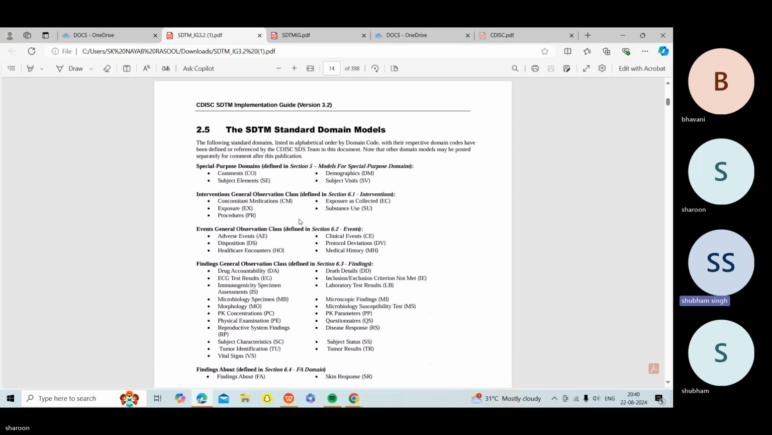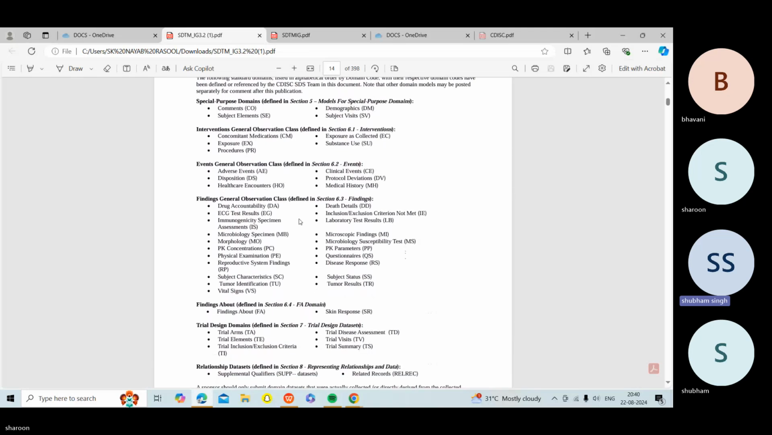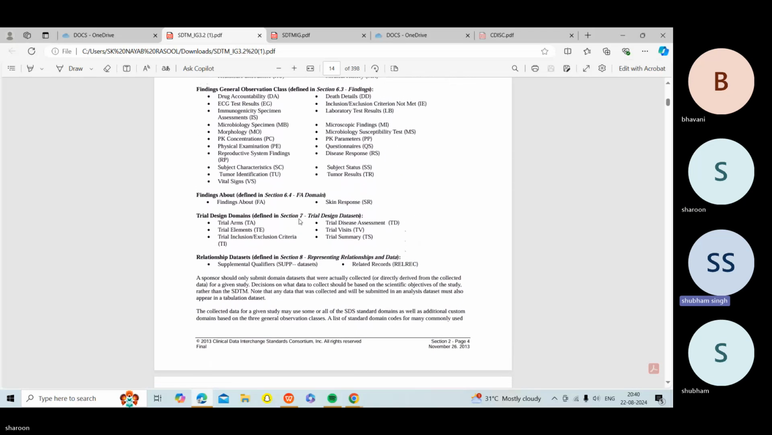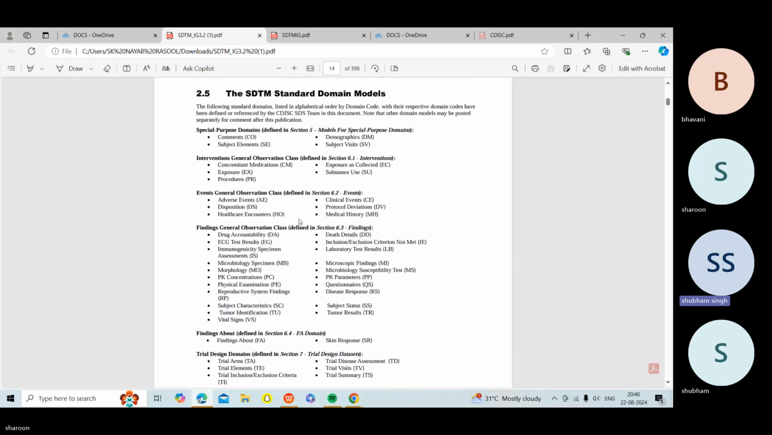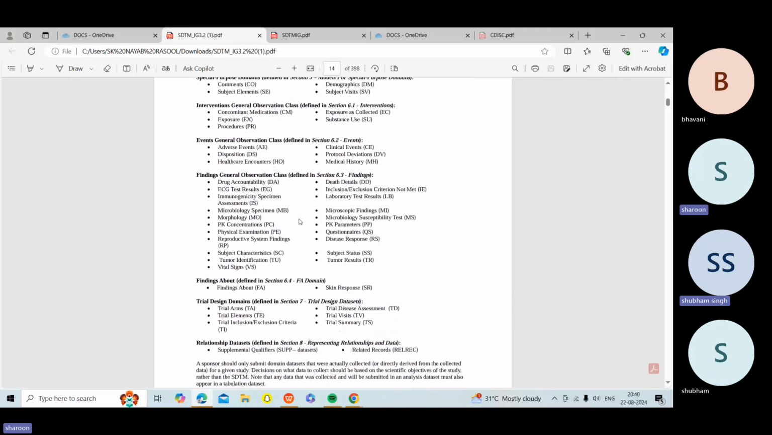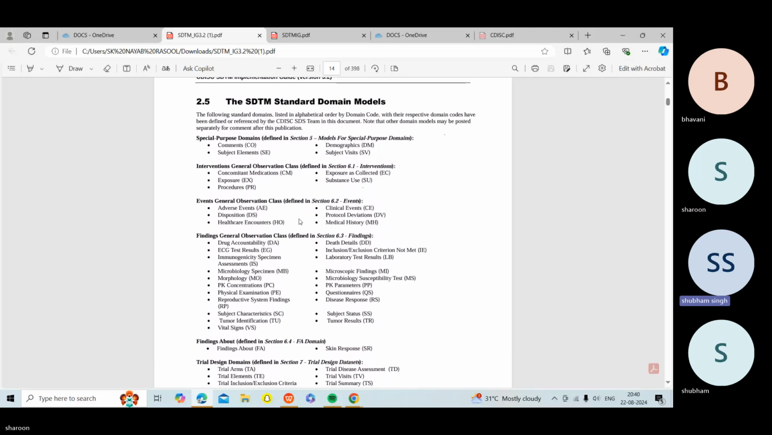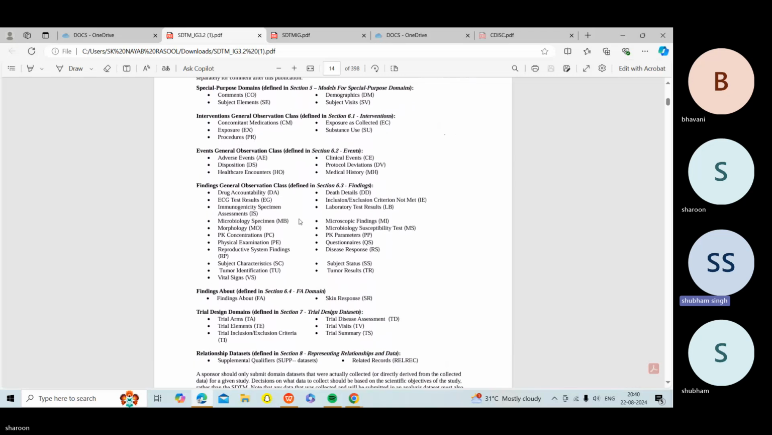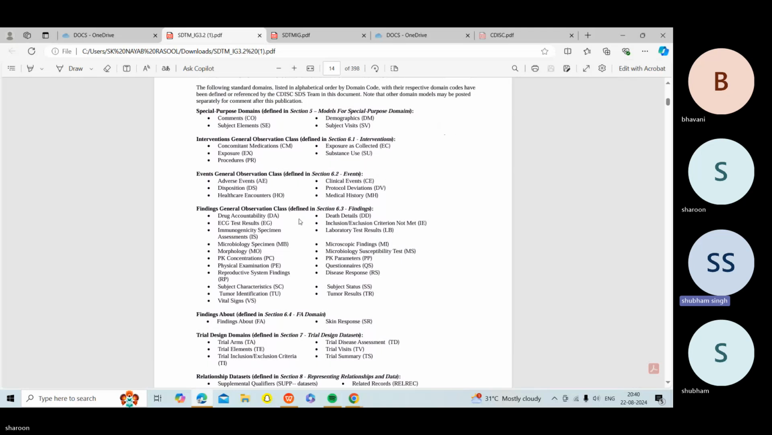So how many domains are there in total? I think 7 domains. Domains are where the data set name is stored. Special purpose domain, 7 is there. Yeah, intervention, event, observation class, and in that the data set names are there. So at least try to remember 2-3 data sets from each of the domains. Guys, even if you don't remember, nothing to worry about, but if you remember, you can relate a little bit while creating it. Because these are the data sets we're going to create.